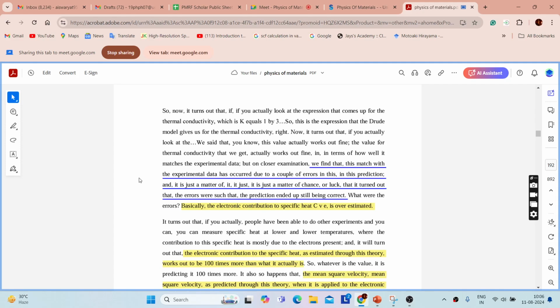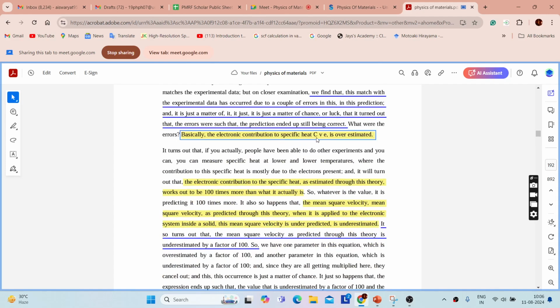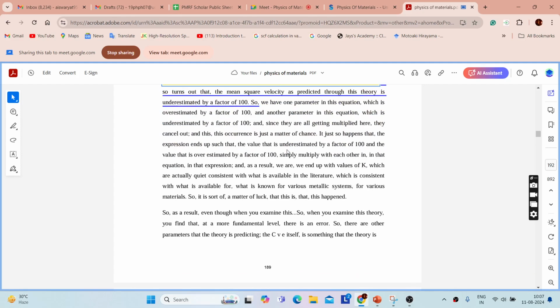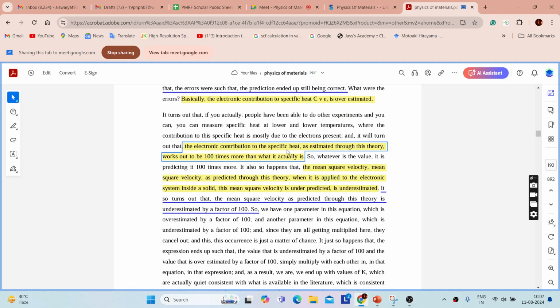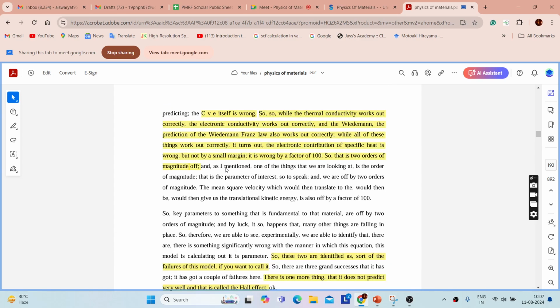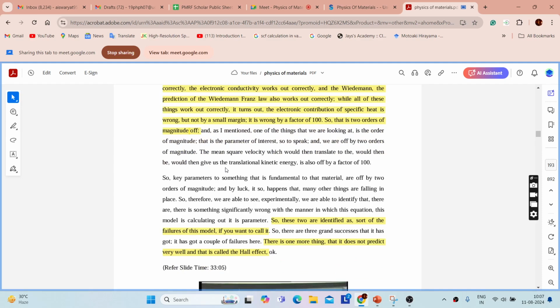There are a couple of errors when we use the Drude model. The electronic contribution to the specific heat is overestimated, normally by 100 times the actual value. Similarly, the v square value in the thermal conductivity formula is underestimated by 100. So when these two factors are multiplied, we get the correct answer. Considered separately, the values like velocity or specific heat are either overestimated or underestimated.